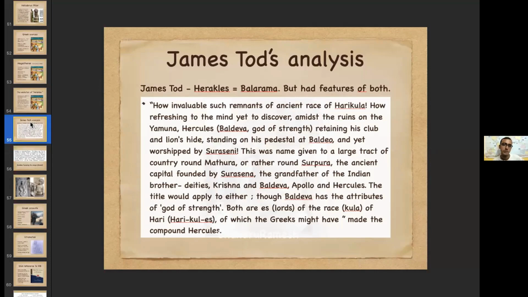James Todd, in his famous book Annals and Antiquities of Rajasthan, says how invaluable such remnants of the ancient race of Harikula are. You can read through it. Reading through it will take more time.